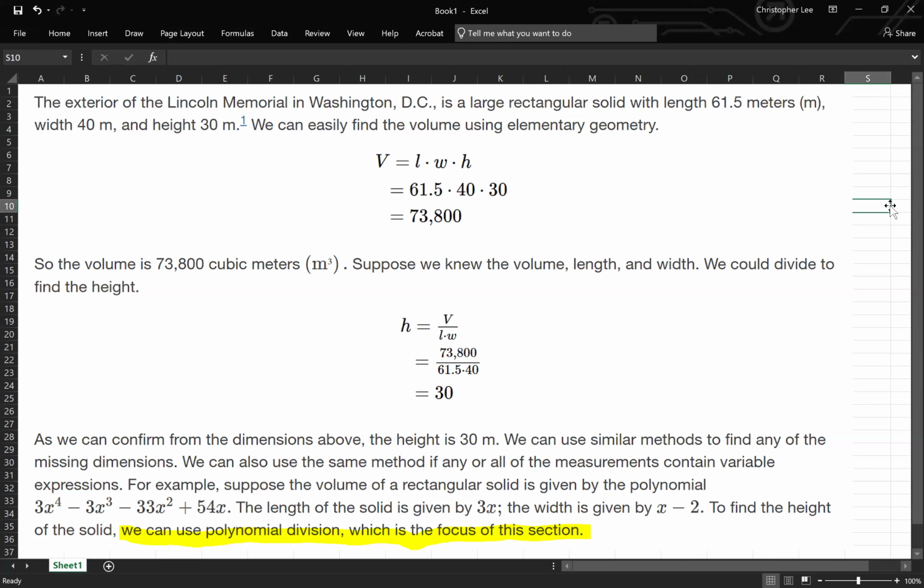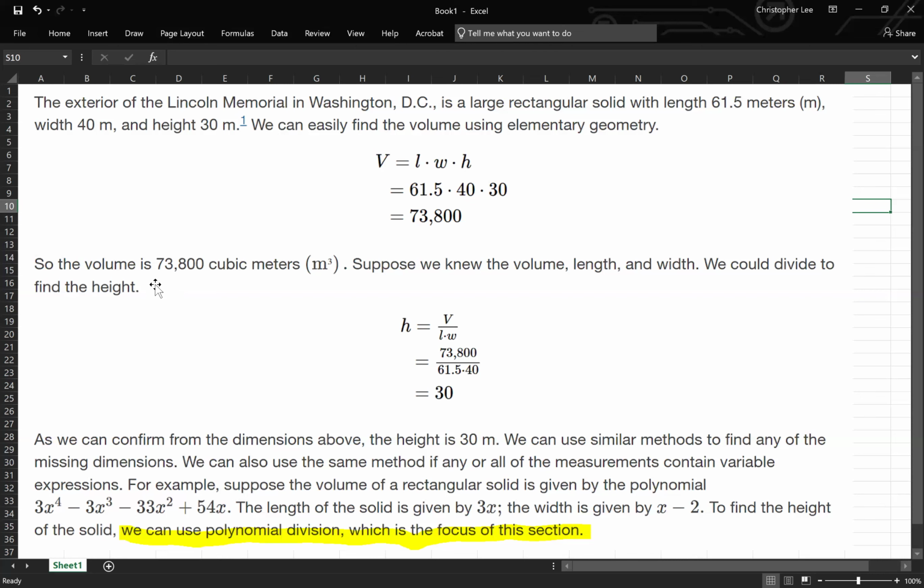All right, let's look at this. The exterior of the Lincoln Memorial in Washington, D.C. is a large rectangular solid with length 61.5 meters, a width of 40 meters and a height of 30 meters. We can easily find the volume using elementary geometry. Volume is equal to length times width times height, so 61.5 times 40 times 30, we get 73,800. So the volume is 73,800 cubic meters.